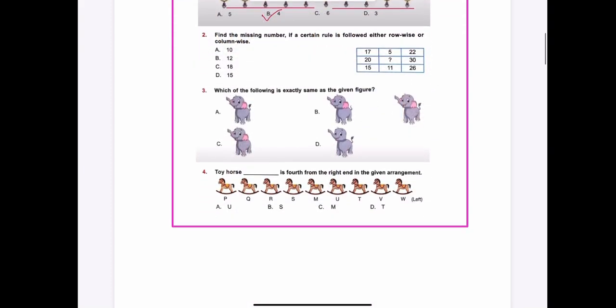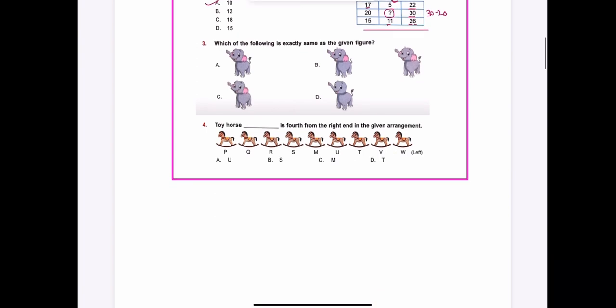Second question, find the missing number if a certain rule is followed either row wise or column wise. This is the given table and we have to find the pattern. So this is the question mark. We are going to solve this. Let us find how this 5 comes. If we see carefully, 22 minus 17 is equal to 5, and similarly 26 minus 15 is equal to 11. It means 30 minus 20 is equal to, so we can write here, 10.